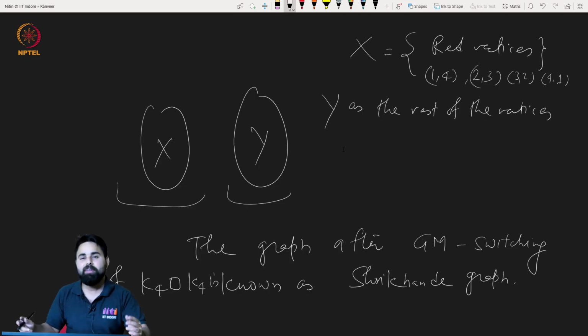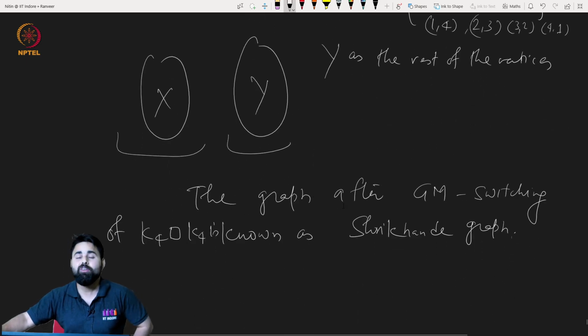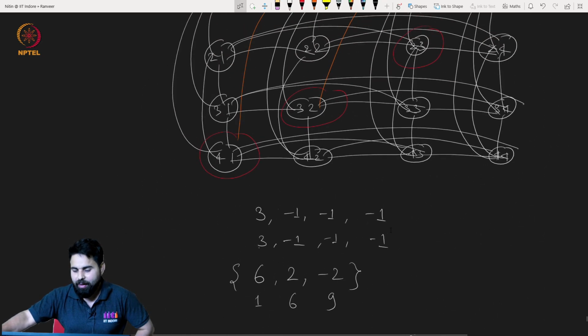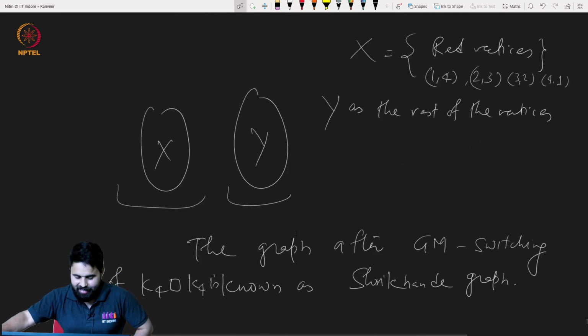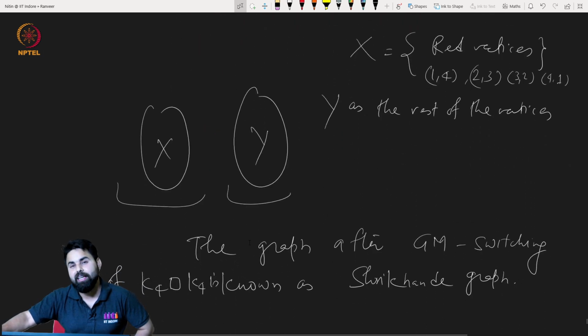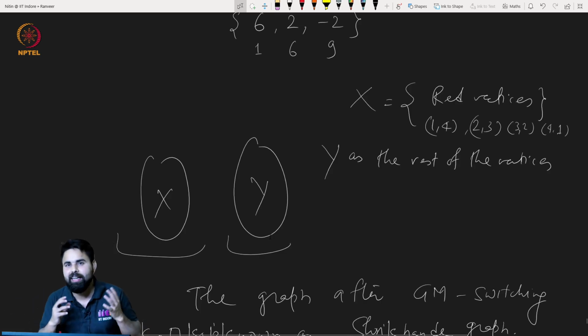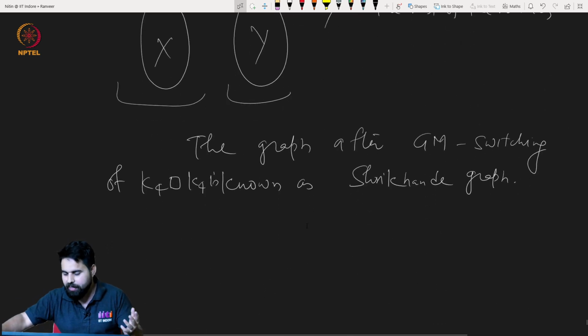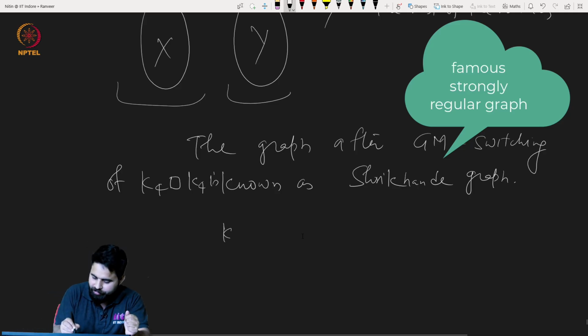A very, very interesting graph with very, very beautiful properties. And by the way, why are these two graphs non-isomorphic? Think about it. First draw the Shrikhande graph. What will be its picture? The hint is that in K4 box K4, there will be a K4 inside, a complete graph, a clique on 4 vertices. But in the Shrikhande graph there is no clique on 4 vertices. So these are non-isomorphic.